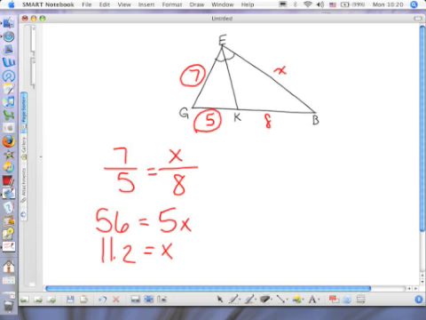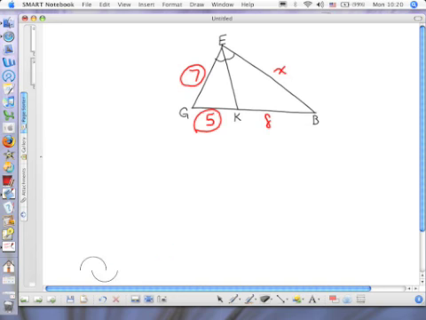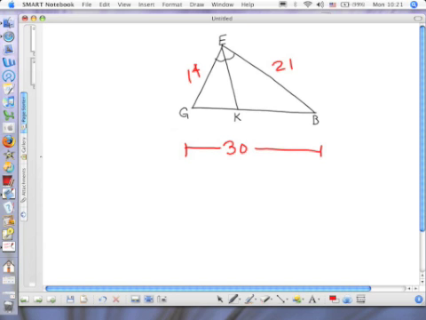if GE is 14, EB is 21, and GB is 30. All right, well, we need to be able to set up the proportion where GE over GK equals EB over BK. But I don't know either GK or BK right now, okay? We're trying to find this. So that's what I'm going to label X.